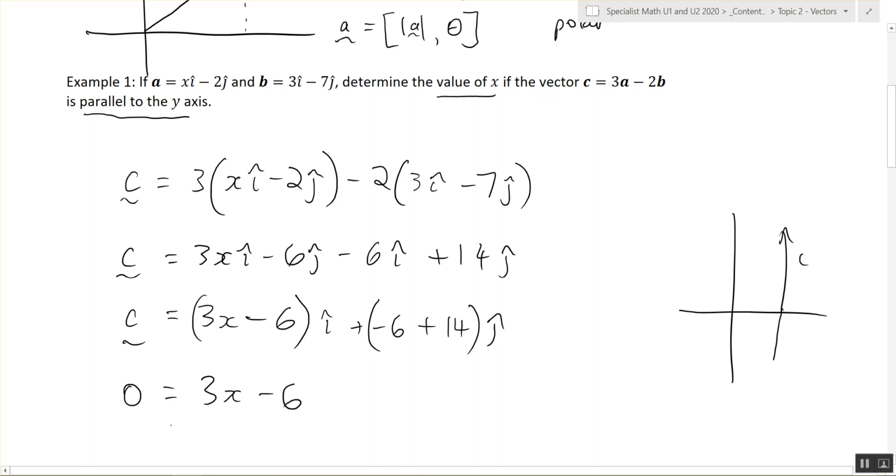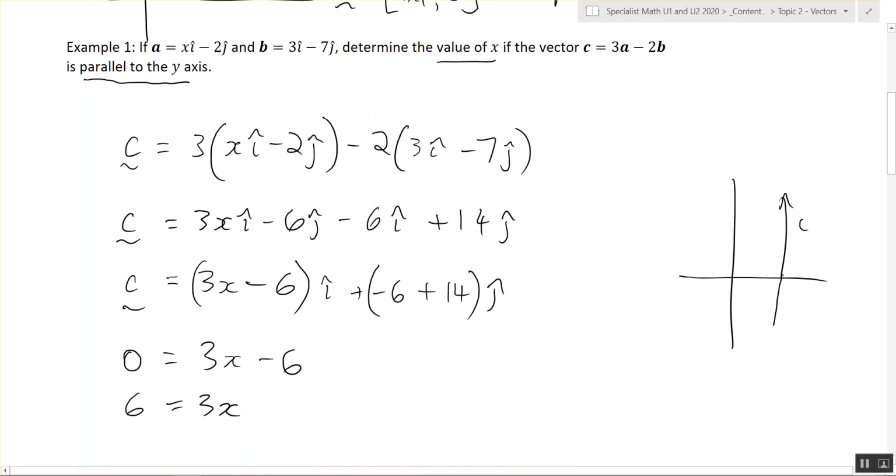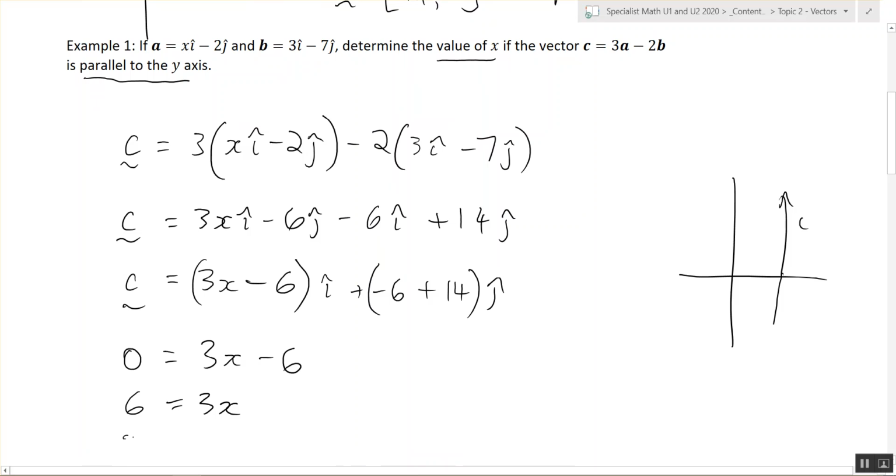Okay, so then we just rearrange. So we've got 6 equals 3x. And look at that, 6 divided by 3, x equals 2. So we found the unknown value of x, because we knew the c vector was parallel to the y. Okay, so that's a type of scalar multiplication, multiplying it out. Make sure you take the negatives with it, so negative times a negative is a positive.